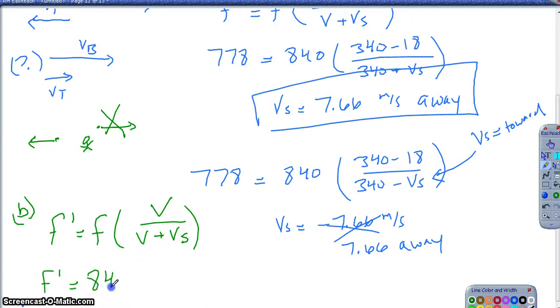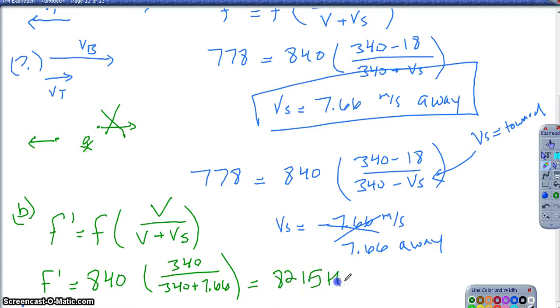So 840 is the initial frequency, 340 is what we're using for our speed of sound in air, and then the 7.66 that I've solved for is the velocity of the train. So when I calculate this, obviously it should be a little bit lower, and in fact it is. 821.5 hertz is more or less what I get, so 821.5 is the frequency that the observer hears from the train.